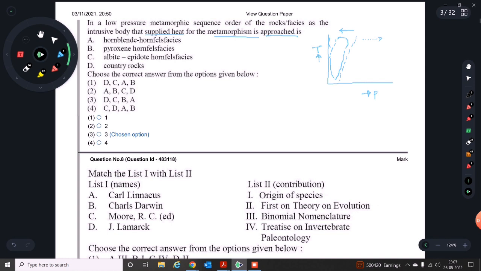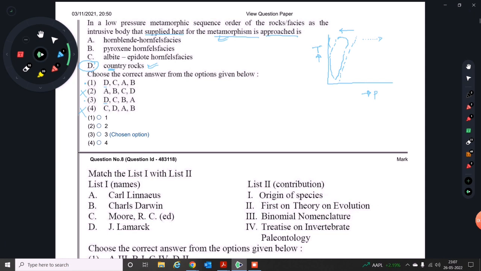So first of all, we will have country rocks, right? Because when we have country rocks, only then will the intrusive body supply heat to them, and then the metamorphism will occur. So at first we will have D. Country rocks will be found at first. So D we have at first in two options, first and three, 1 and 3. So basically we have neglected 2 and 4.